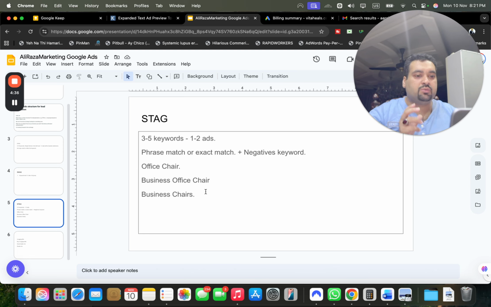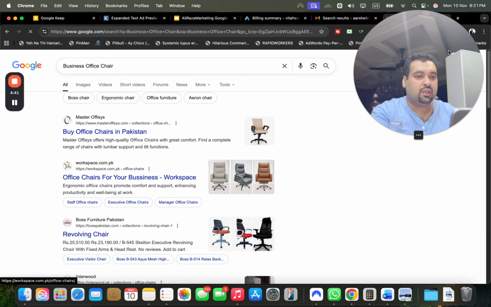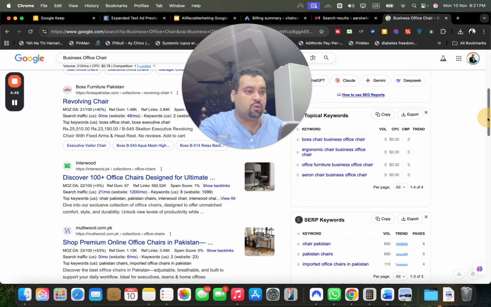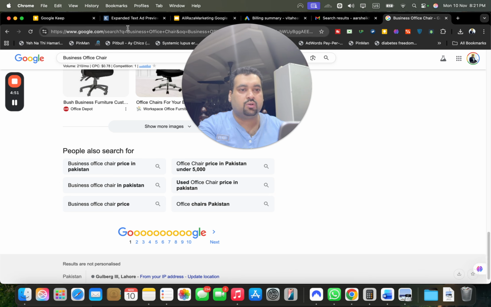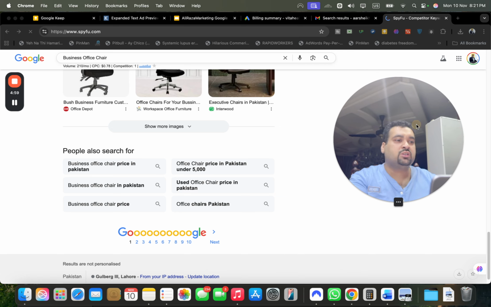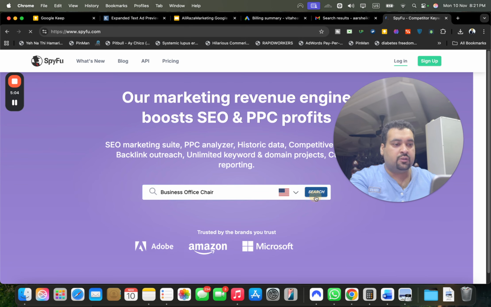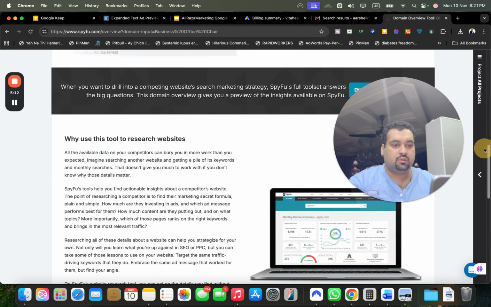For instance, office chairs, business office chairs. Let me get more ideas. I am running a keyword research tool over here, which can suggest some more keywords as well. You may see business office chairs. No, this is enough. Okay, so let me run SpyFu. Maybe I get data from SpyFu as well, because I want to show you as much information as possible, so guys have an idea of what a single theme is. Just let me log in to it.